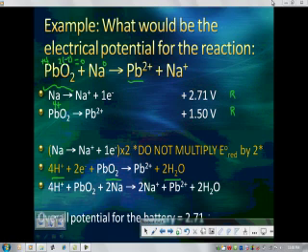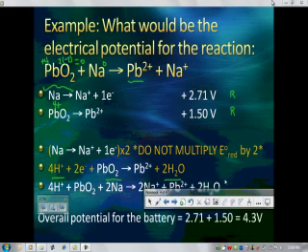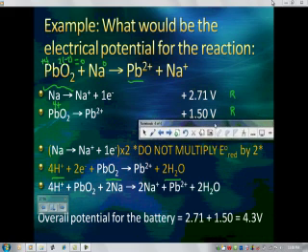So, what do we do with this? The overall potential is going to be cathode minus anode or anode minus cathode? What did we say before? Cathode minus anode. Is it always going to be that way? Yes. For a galvanic cell, it's always the cathode minus the anode. So we take the cathode, and I added my anode.